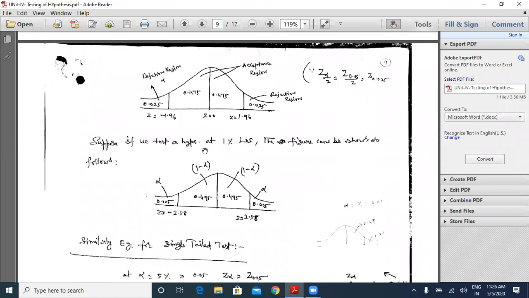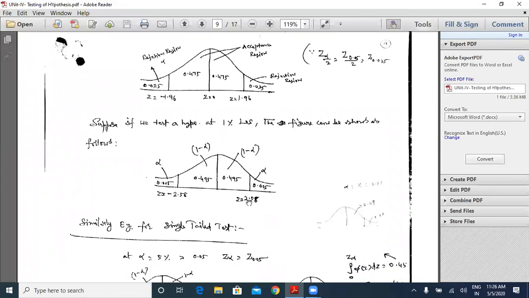In the same way, if the hypothesis is at 1%, then alpha is 0.01, alpha by 2 is 0.005, and the other 0.005 is here. If you add these two, you will get 0.01. The remaining areas are 0.495 and 0.495. So by taking 0 to Z alpha equal to 0.495 and reverse tracking, we get Z alpha equal to 2.58. This is the way of getting the Z alpha by 2 value, 2.58.